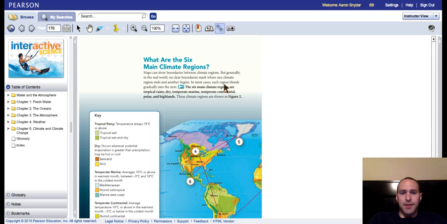project over that today. So the 6 main climate regions are tropical rainy, which probably means hot and wet, dry, obviously what it means, temperate marine, temperate continental, polar, and highlands. So there are 6 climate regions, and I want you to choose 3 of them. Any 3 that you want, and you're going to do a presentation over those 3. So let's say I'm going to choose tropical rainy, dry, and temperate marine.